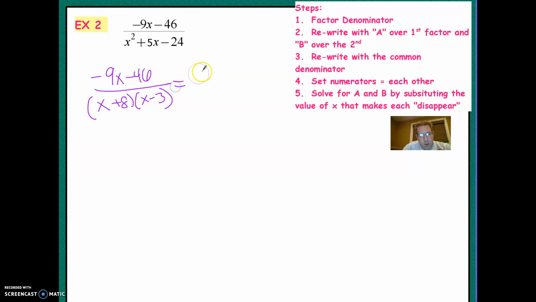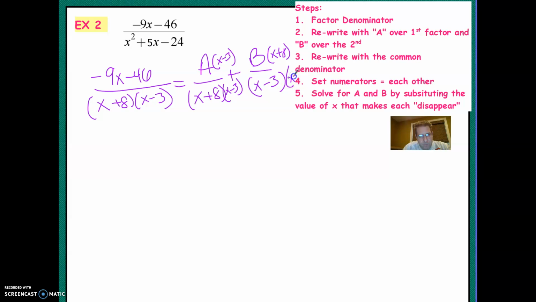Okay, so now we know that it's going to be equal to a over x plus 8, and then added to another number over x minus 3. So we multiply both of these by x minus 3, and multiply both of these by x plus 8. Now I got the same denominator going all the way across. So now we can say that -9x minus 46 is equal to a number times x minus 3, and then being added to b, another number times x plus 8.